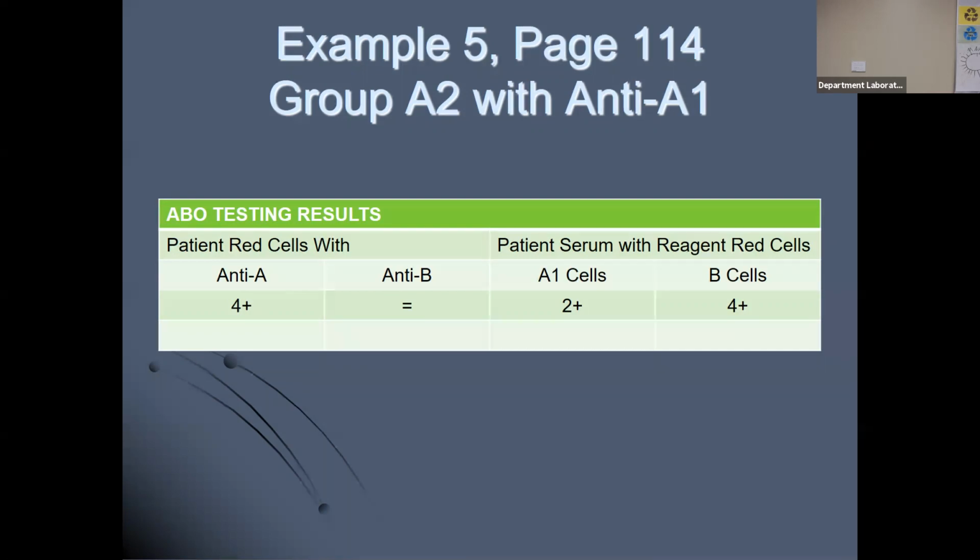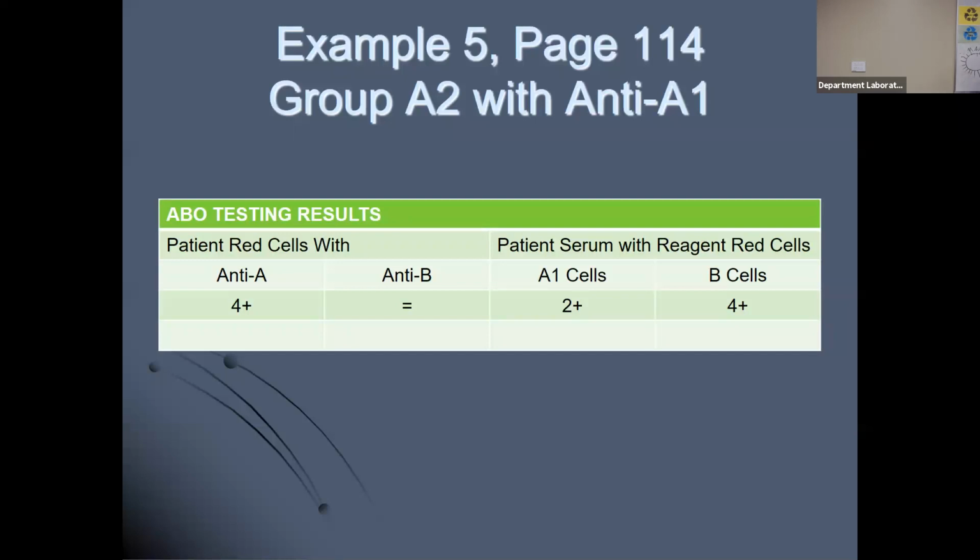So if your patient is a subgroup of A, possibly A2, do they have anti-A2 in their plasma to react with A2 cells? No. Remember, only B and O will react with A2 cells. Okay? So running the A2 cells proves that you're not dealing with an O group, right?